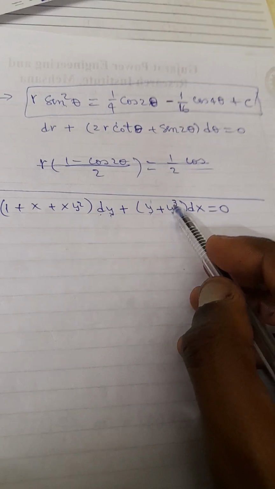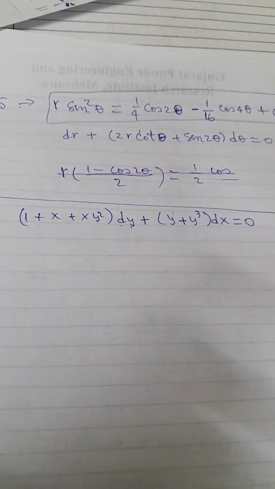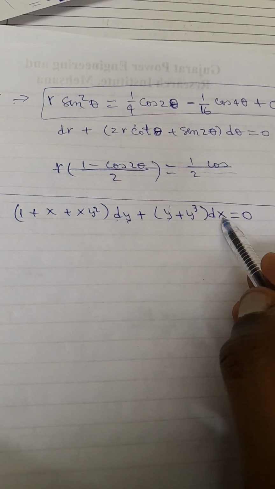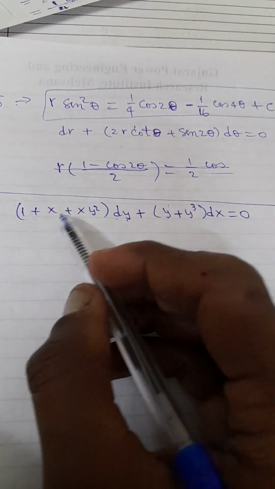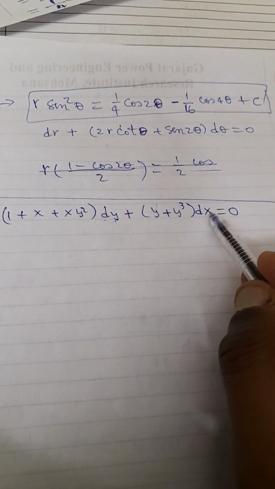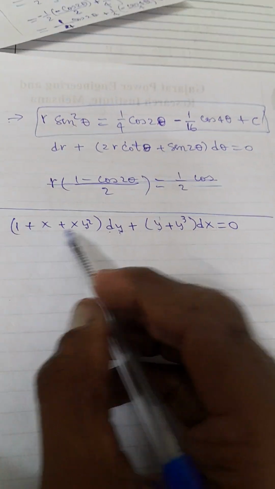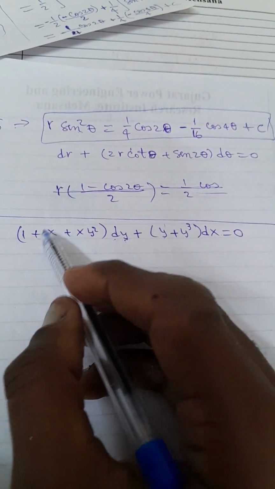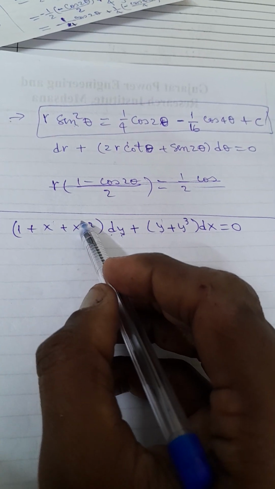Now this one is not linear. This is cube, it cannot be linear. And this is square, it cannot be linear. Now let us see for x. dx is a linear differentiation, considering x as the dependent variable. Check here, x will be your dependent variable. Here x is raised to 1, and here x is raised to 1.